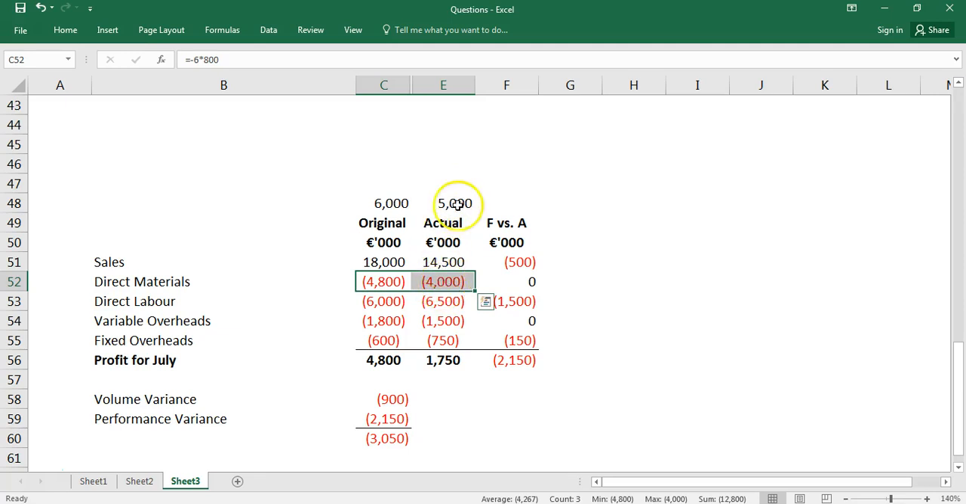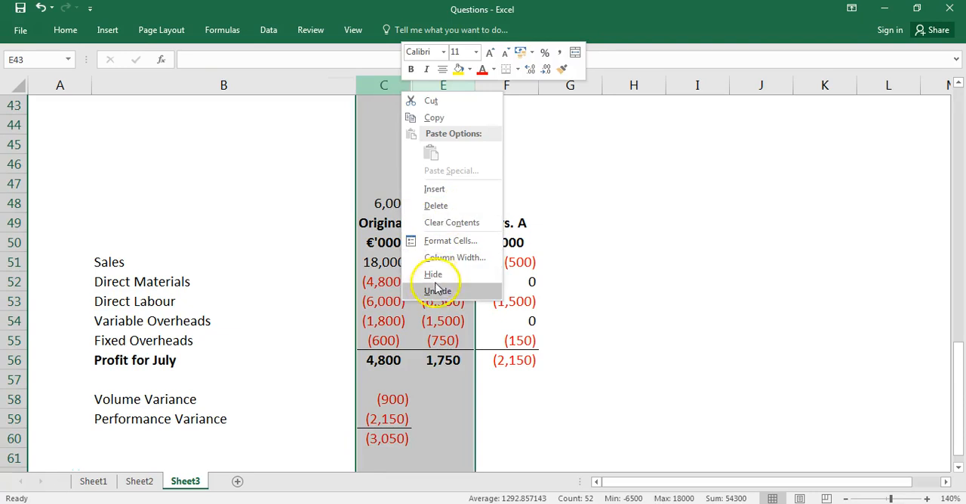So there's a 4 million euro for a different amount. Likewise, the labour for a different amount, and the variable overheads. So this comparison is not true. You need to isolate the volume issue and then compare on a like-for-like basis.